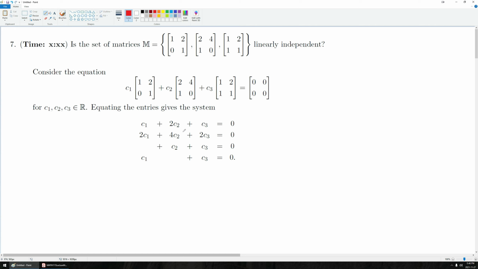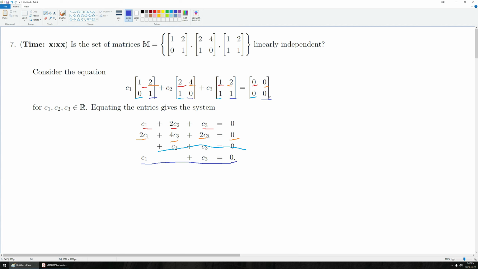Well, to be explicit, here I get my C1 plus 2C2 plus C3. That's just this term plus this term plus this term is equal to that term. The next bit gives me this term, this term, this term is 0. That's just coming from these terms here. And similarly, the third equation, all of this, comes from these third terms here. And this fourth one simply comes from these fourth terms here.